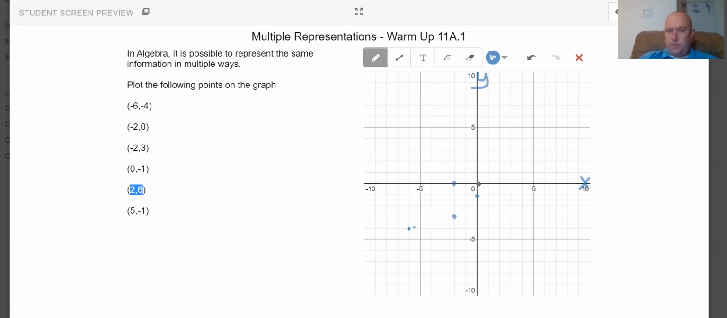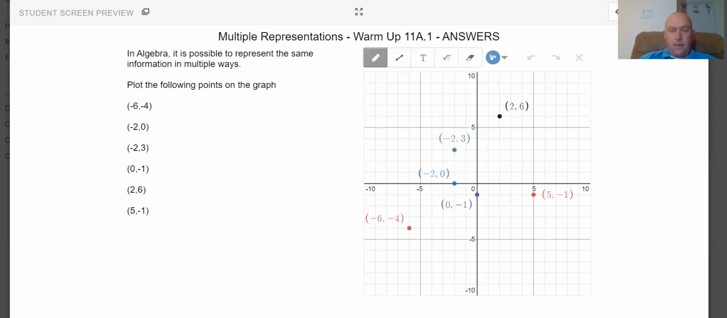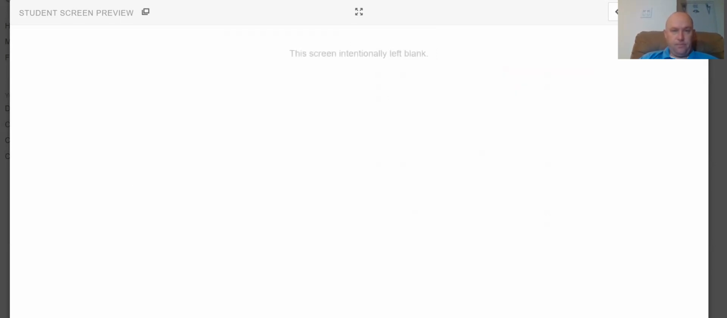(2, 6), go across to 2. And then up to 6. And the last one, (5, -1), go across to 5, down to -1, and that would be our points. And just so you can see a little clearer, because I know that wasn't too clear on the last one, that's where the point should actually be, and you can see the labels that go alongside them as well, just to make sure you got those correct.